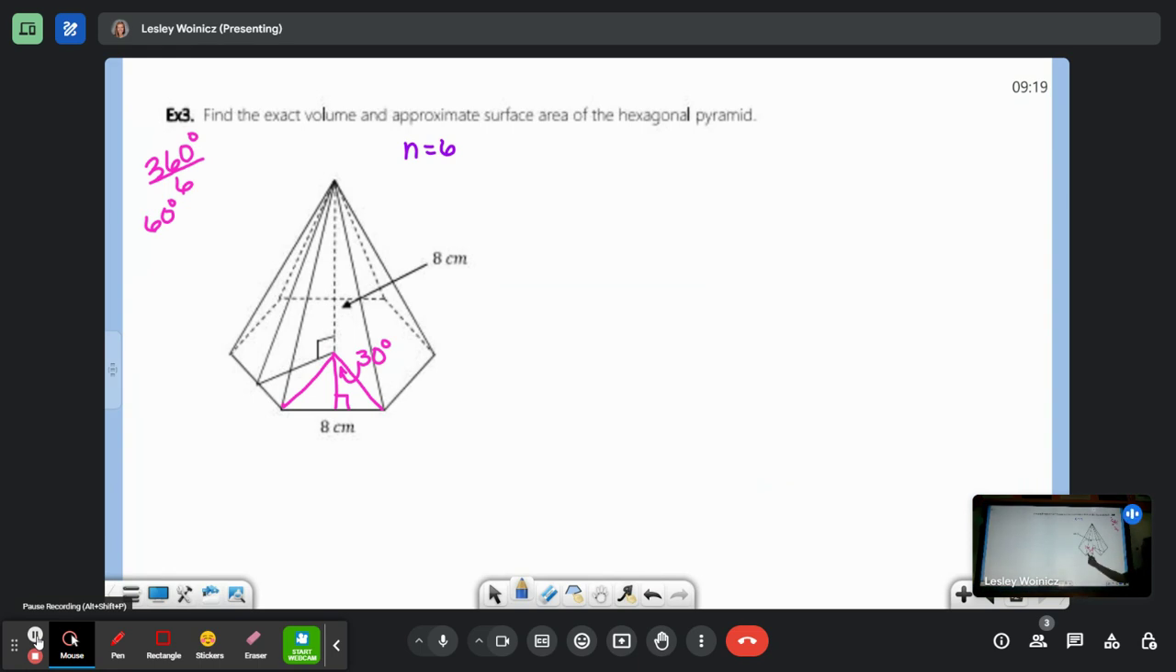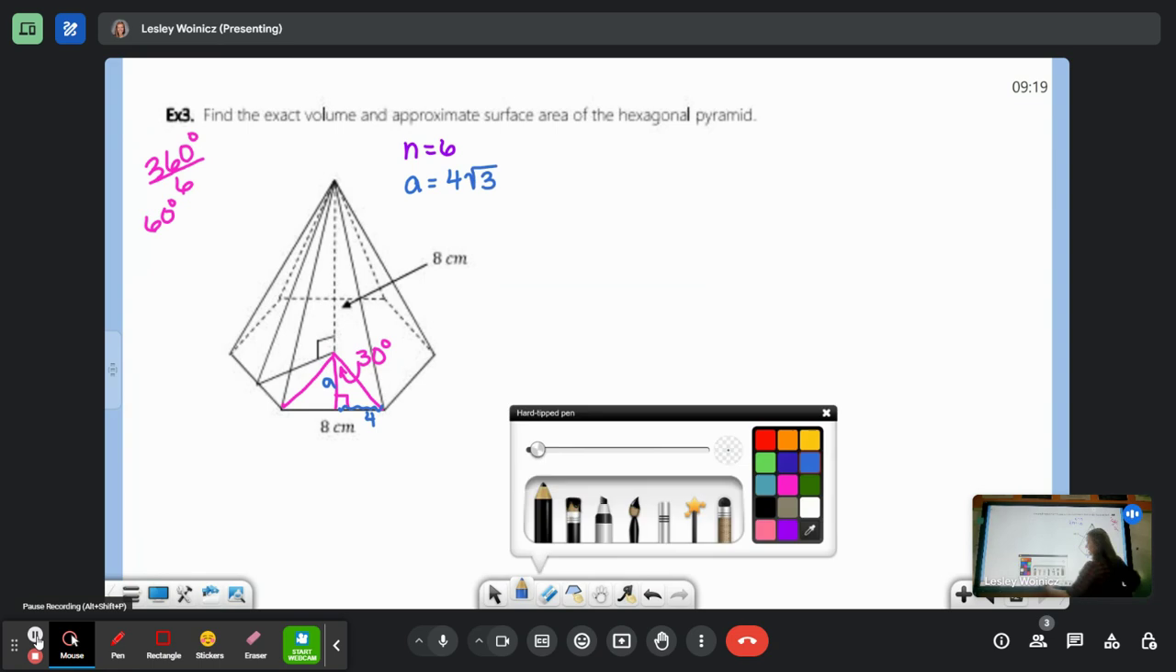Okay, so if the whole side is 8, what is this little bit? 4. And so now I can see that my apothem is what? Okay, now we can tackle the other triangle.